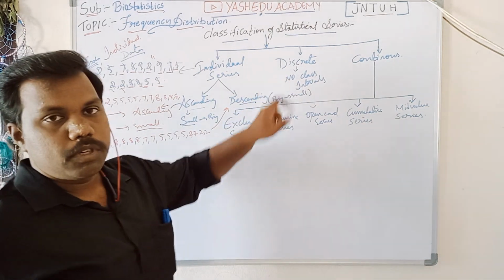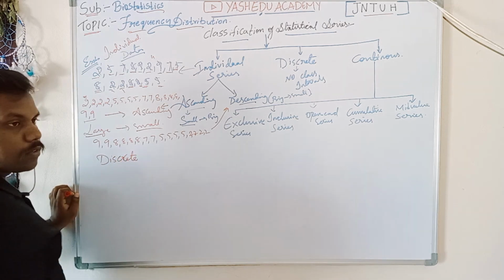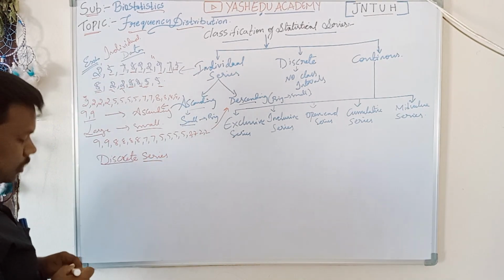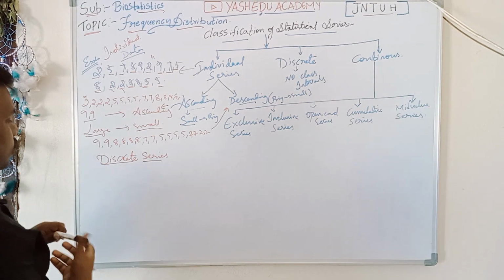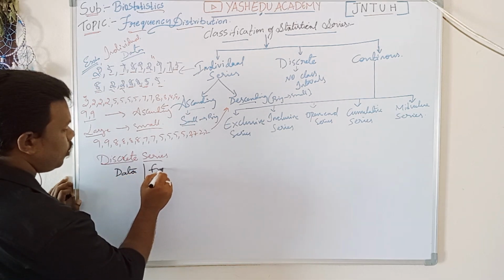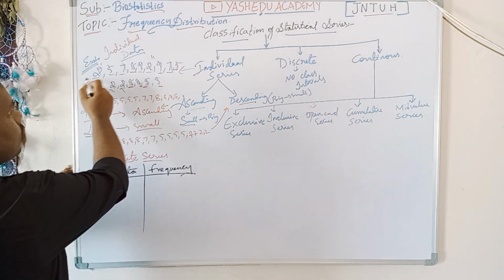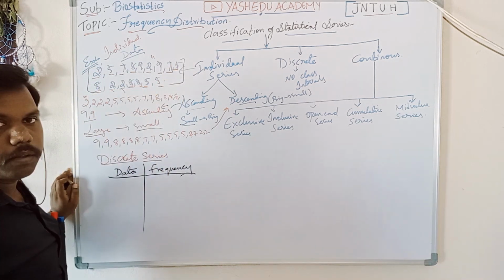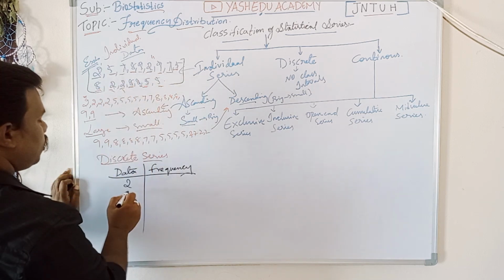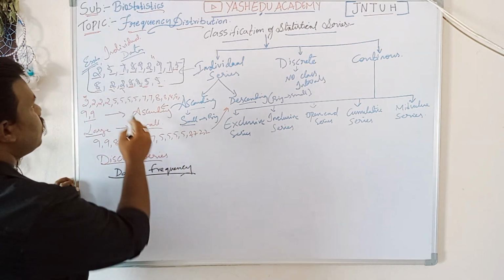Now when it comes to the discrete series, the series is written in the format of data and frequency. What is the data here? The individual data we have taken in the beginning. First of all, only the data we should write. The number of times repeated, the frequency, should be written under the frequency.